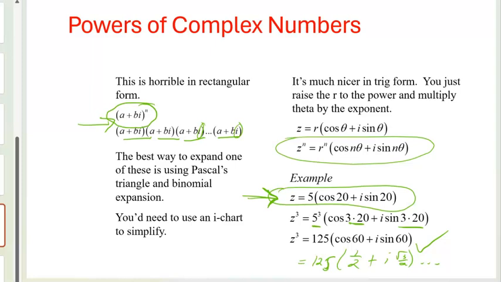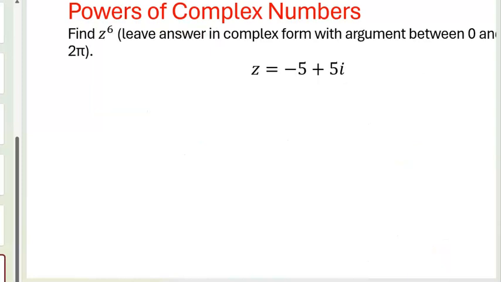Okay, that's it. Let's do one where we have to convert. All right, find z to the 6. One thing we'll do is if our angle, we multiply by big numbers, it might go over 2 pi.